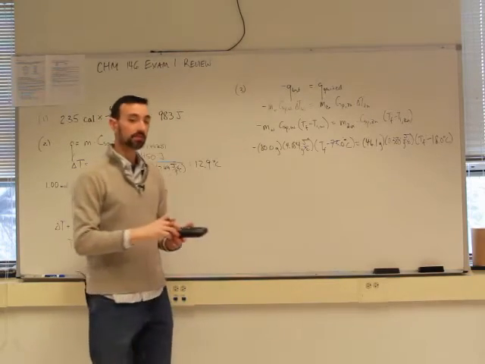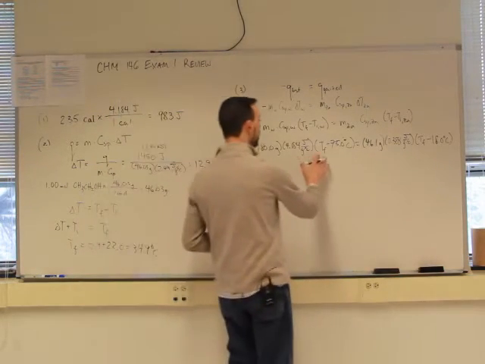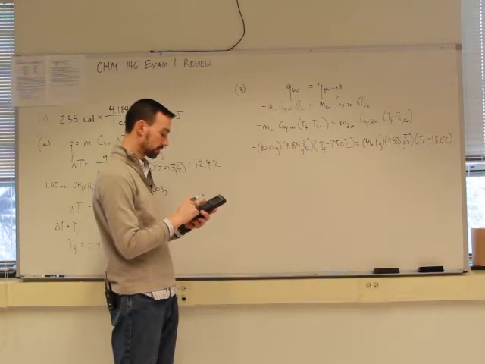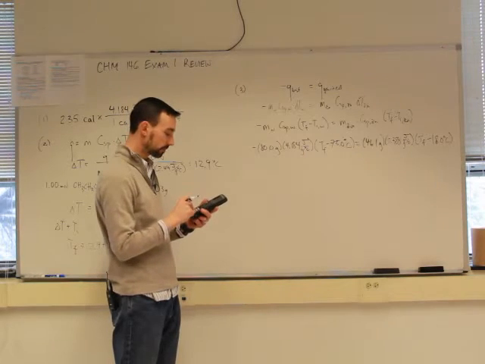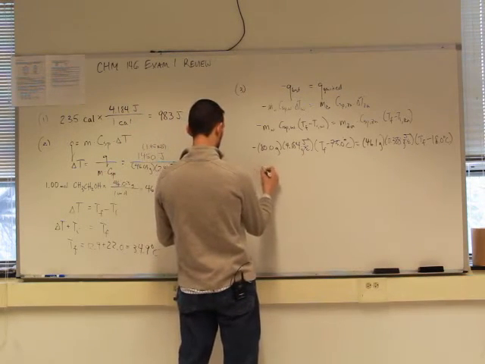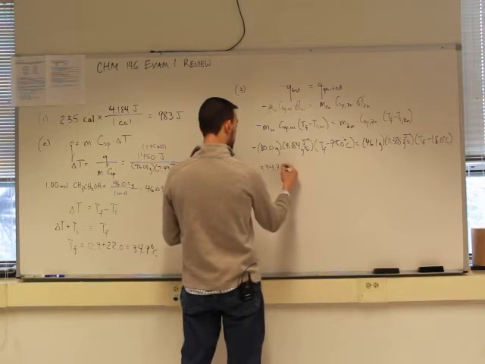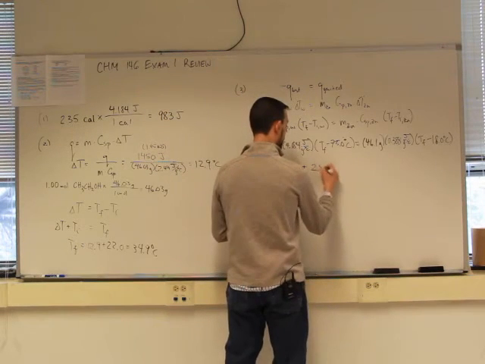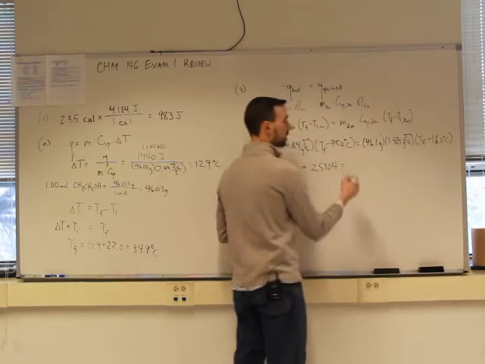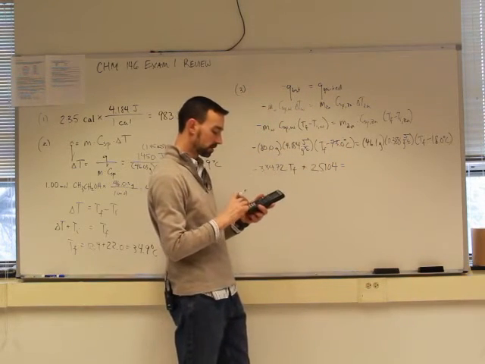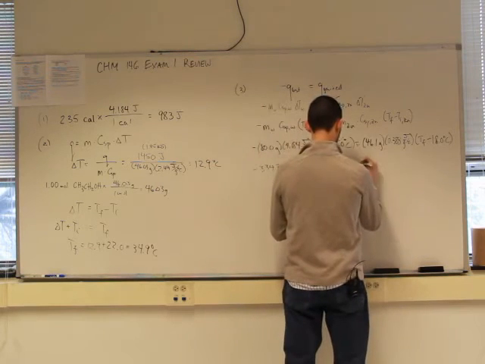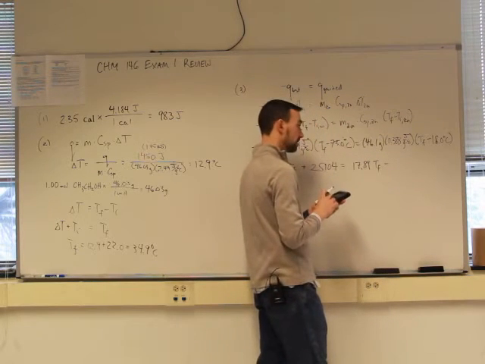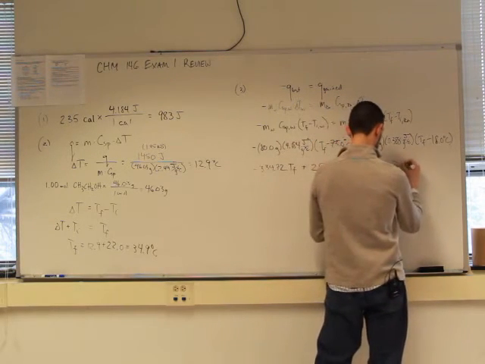So at this point, it just becomes an algebra exercise. This is your unknown. We've got to do some multiplication and distribution here. So we're going to have negative 334.72 times the final temperature plus 25,104. And on the right side, we're going to have 17.89 times the final temperature minus 322.